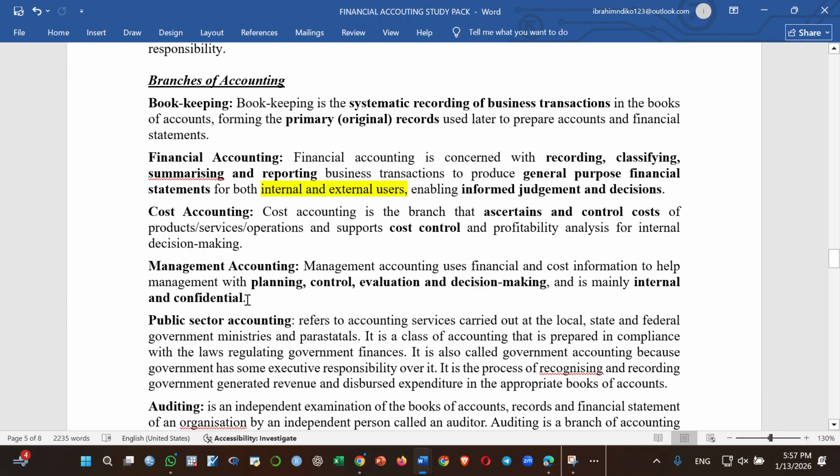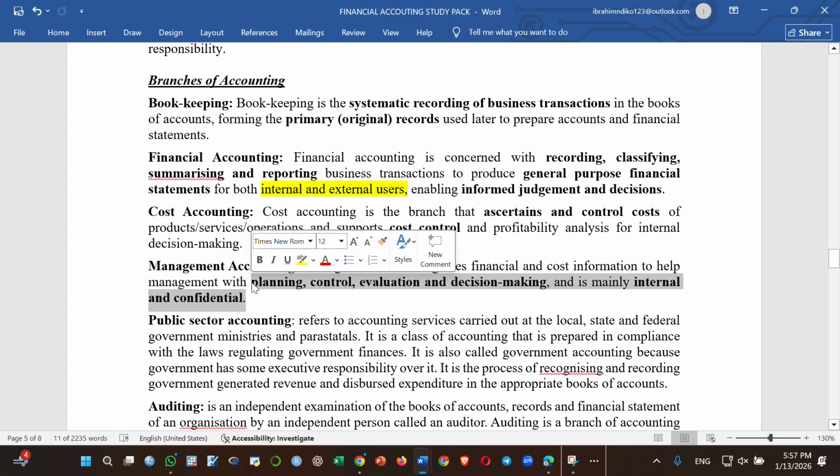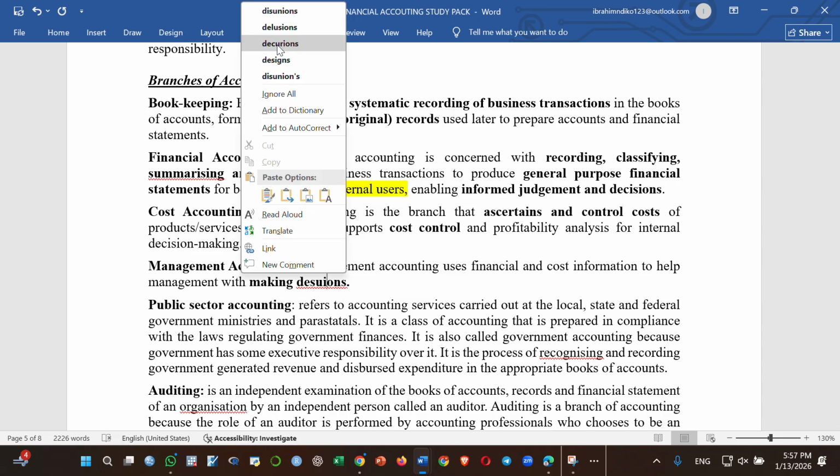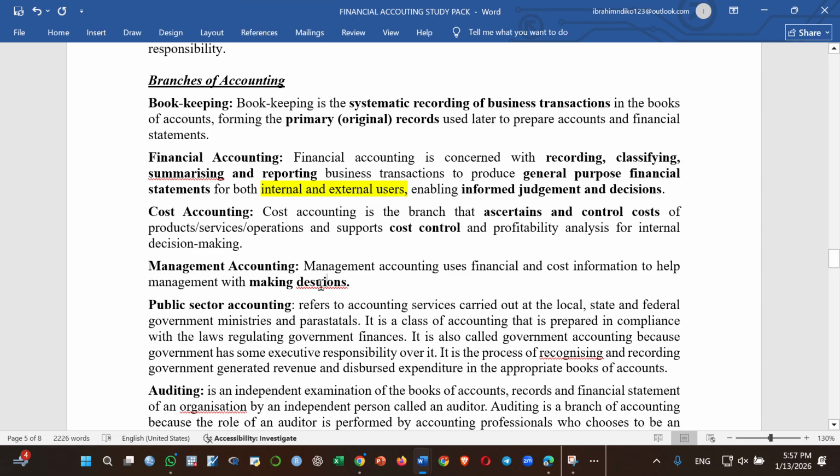Making decisions. That one is correct. Decisions. That is correct.